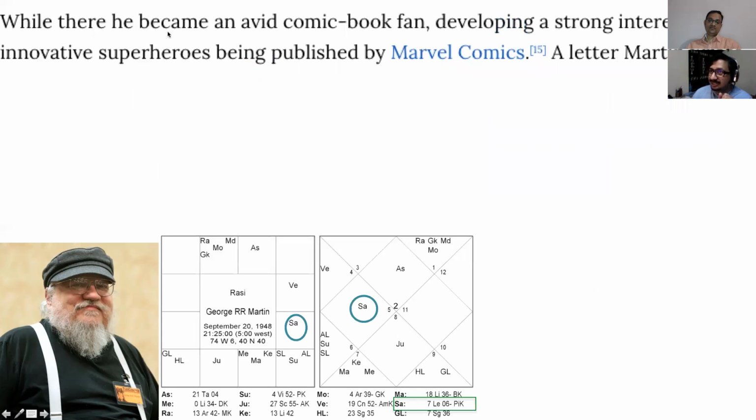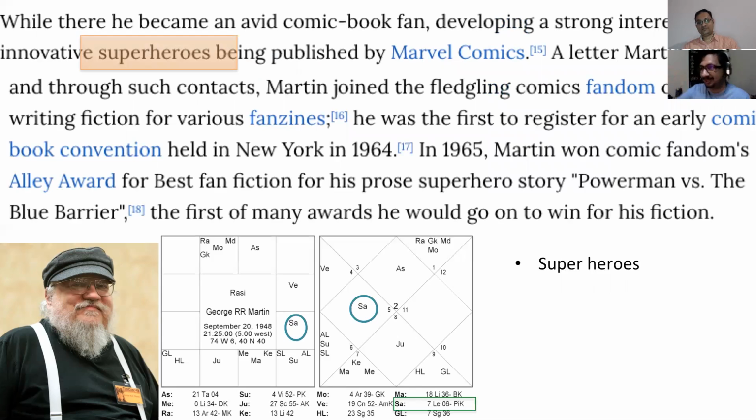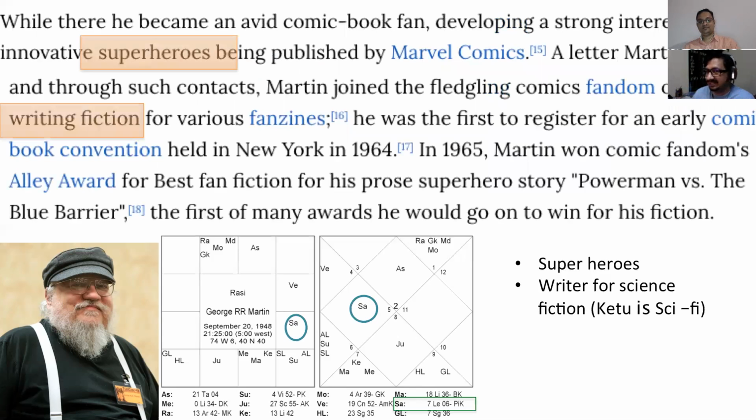Now, when he became a comic book fan, there was a strong interest in innovative superheroes. So clearly superheroes, these are Superman. Anywhere you see Superman, Magha natives would be attracted to them. So, the mythical superhero interests. And then he was also writing fiction again. Ketu is sci-fi, so clearly he was writing science fiction, very abstract novels, almost mythical level novels.